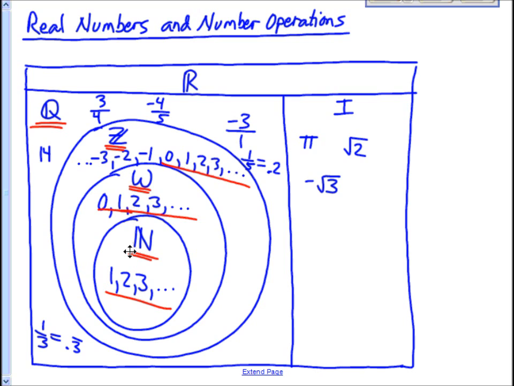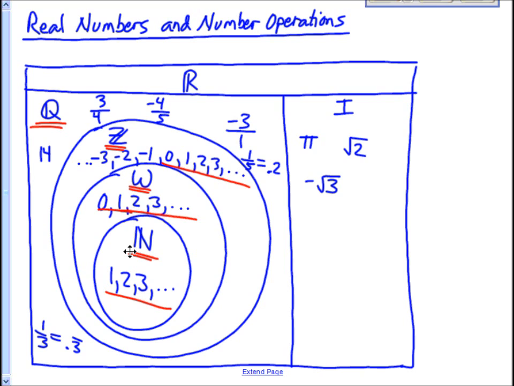Irrational numbers are real numbers that are not rational. When they're written as decimals, you just have to remember that the decimal will not terminate or repeat a pattern. For instance, the square root of 2 is 1.41421356237311, blah, blah, blah. It keeps going, does not repeat a pattern, nor does it terminate. Negative square root of 3 is another irrational number.